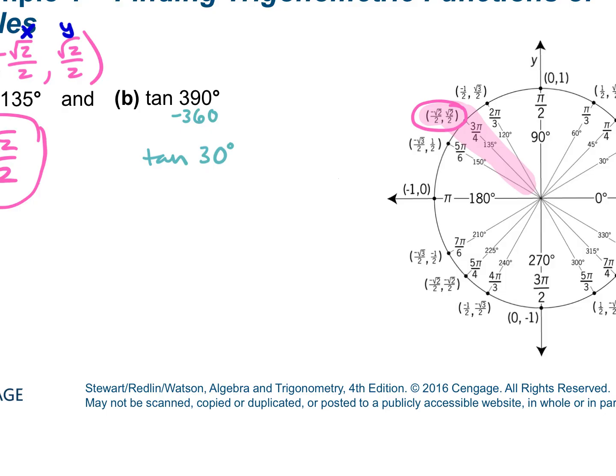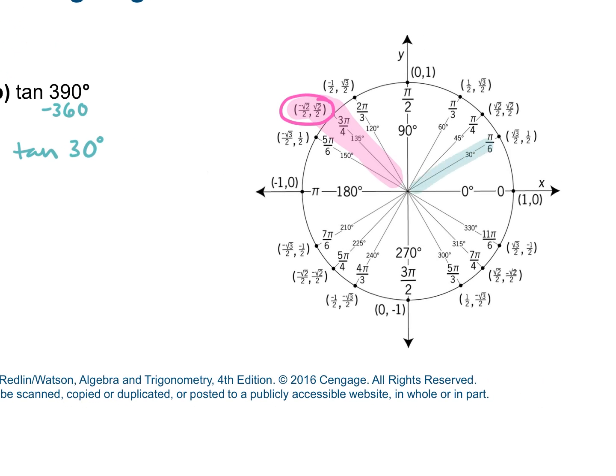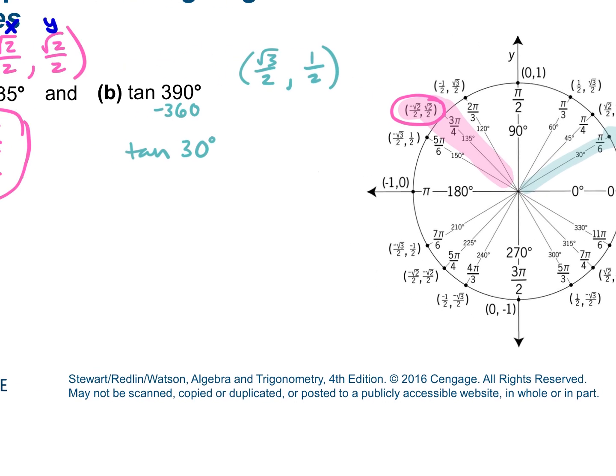So I'm going to go to my unit circle, go to 30 degrees. And we're looking at this point here. So our point would be square root 3 over 2, comma 1/2. Now going back to the second slide, tangent tells us we look at what over what. So y over x, where this is our x and our y. So y over x would be 1/2 over square root 3 over 2.